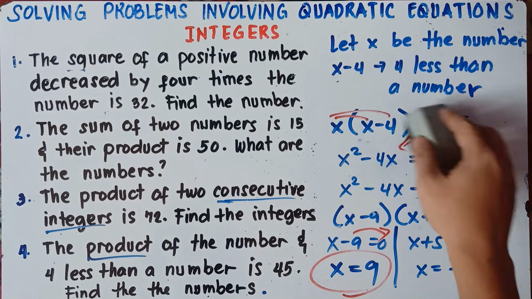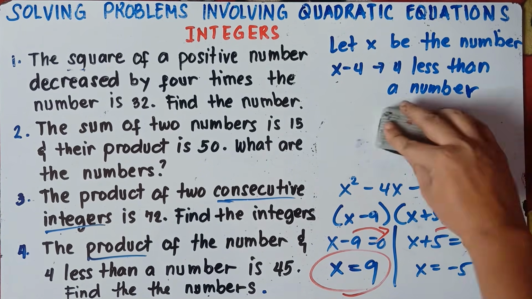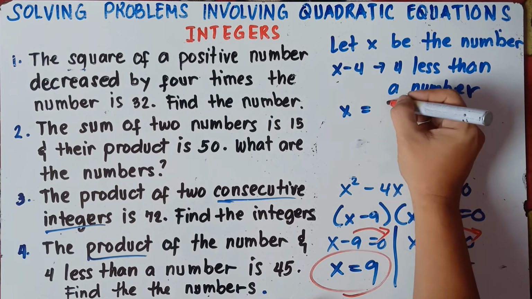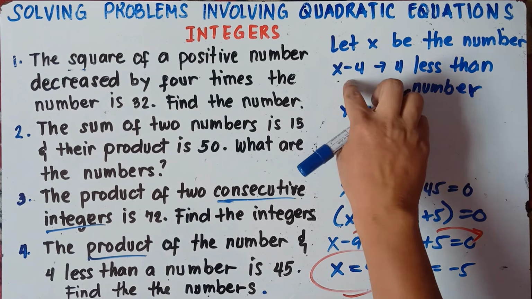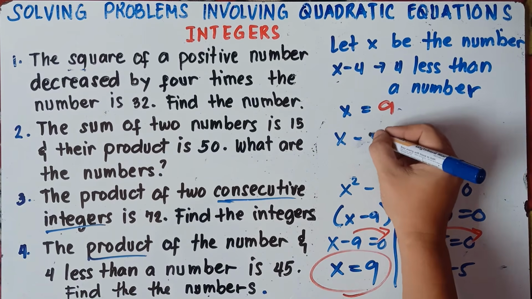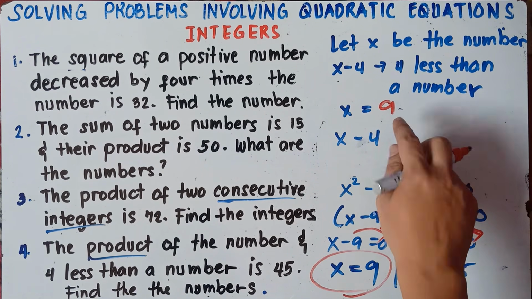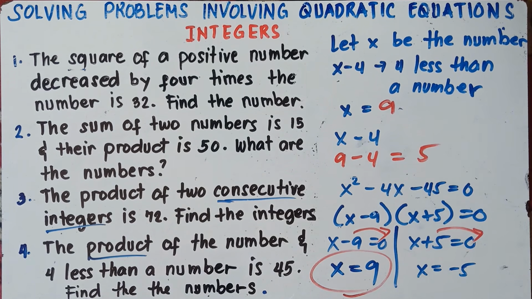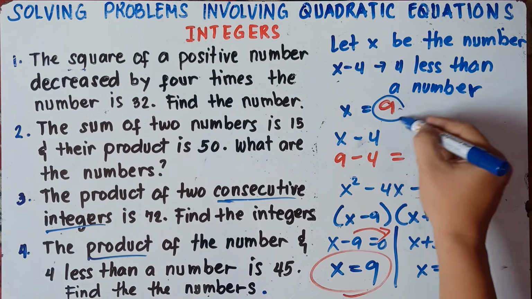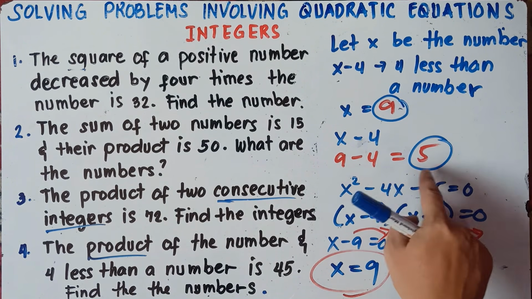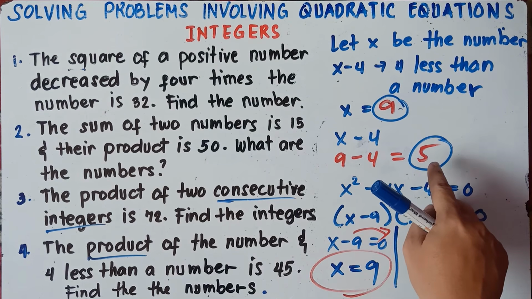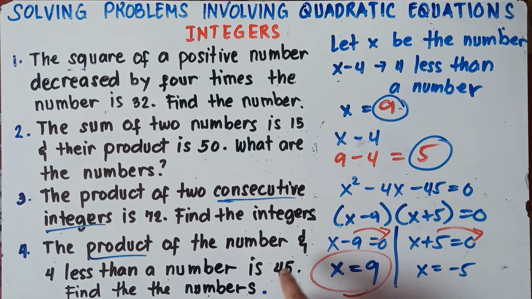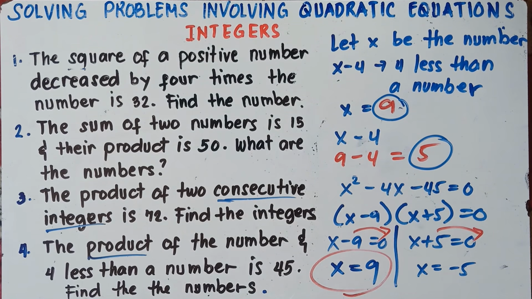Alright, let's substitute. So our x is equal to 9. So this will be 9 from this given equation. And now our second number, x minus 4. Let's substitute the value of x, which is 9. So 9 minus 4, that's equals to 5. So this will be our answer, class. 9 and 5. So let's multiply. Do we get 45? 9 times 5? Yep, we get 45. So that's it, class.